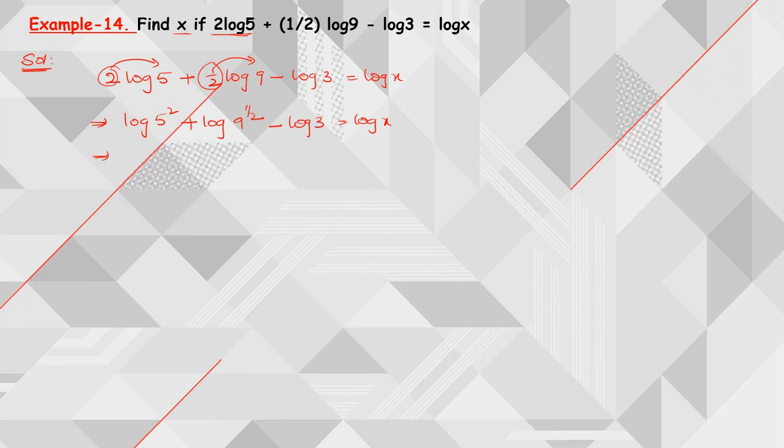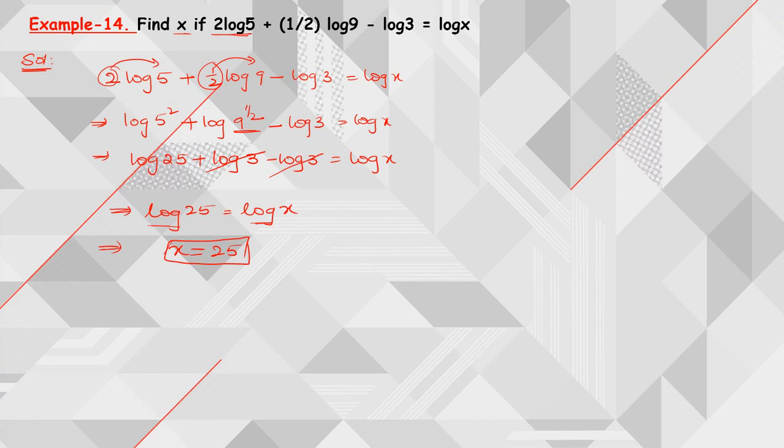x. Now log of 5 square I can write as logarithm of 25 plus log of 9 power 1 by 2, which means square root of 9. So log of square root of 9 is nothing but log 3, minus log 3, is equal to logarithm of x. This minus log 3 and plus log 3 I can cancel out. Then I will be left with logarithm of 25 is equal to logarithm of x. Since both sides contain logarithm, on comparison x is equal to 25. So the answer for the value of x is 25, right?